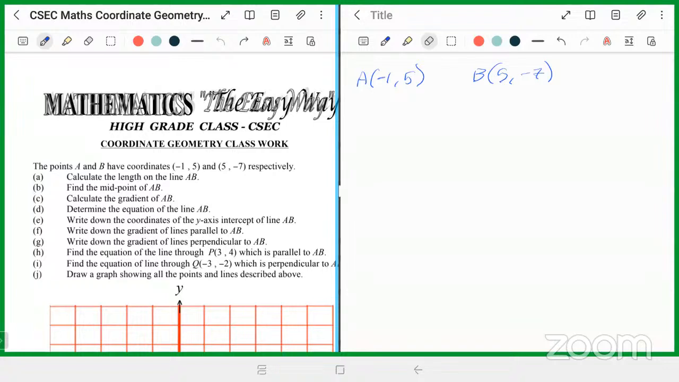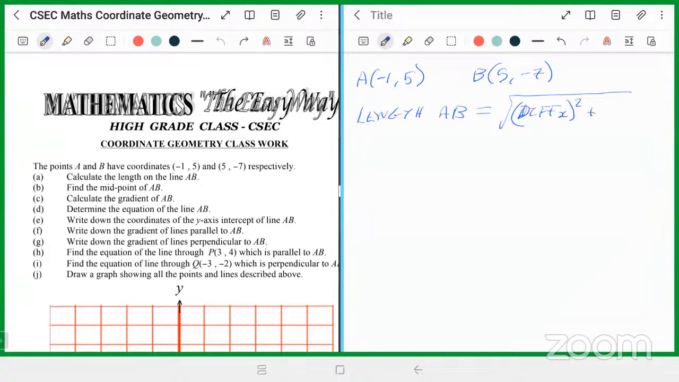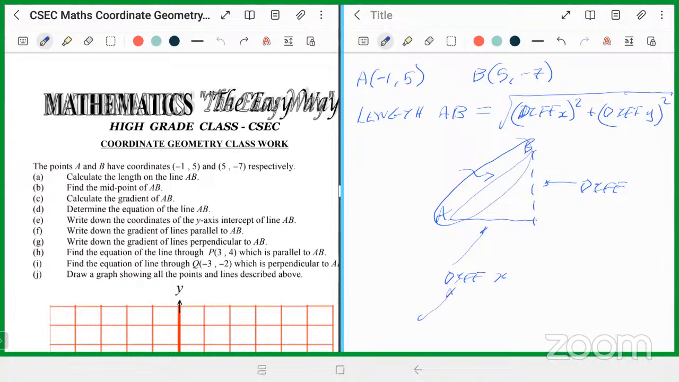So the length of the line AB comes to a formula, which is the square root of the difference in the x values squared. I'm going to write diff x. I have to square it, plus the diff y, I have to square that as well. It comes from Pythagoras' theorem. So it's like you have the line, and here is diff x, the difference in x values, and here is diff y, the difference in the y values. And you're trying to find this length AB. So we're using Pythagoras' theorem: this length squared is this side squared plus that side squared, so AB is the square root of that. All right, so basically that's what it is.